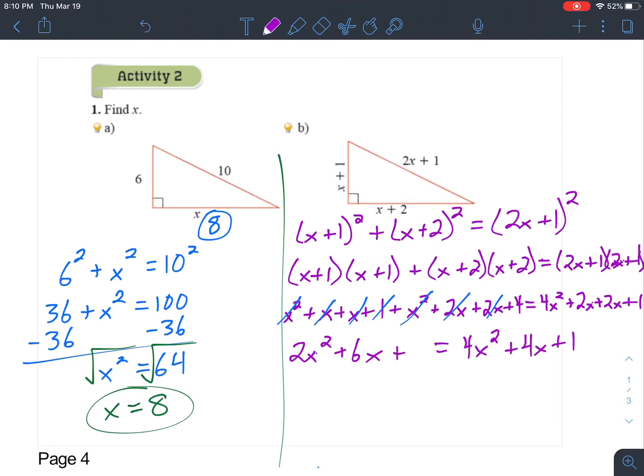Let's see. Oh, I'm sorry. I made a mistake here. That should have been a 4 there. And so this should have been a 6. 5. Wow. Not doing so well here.